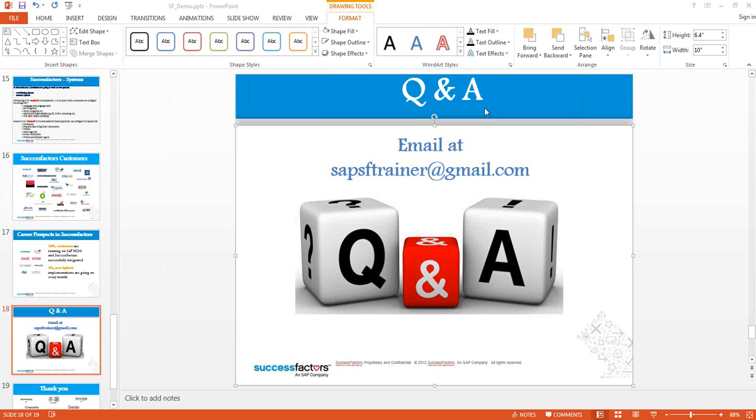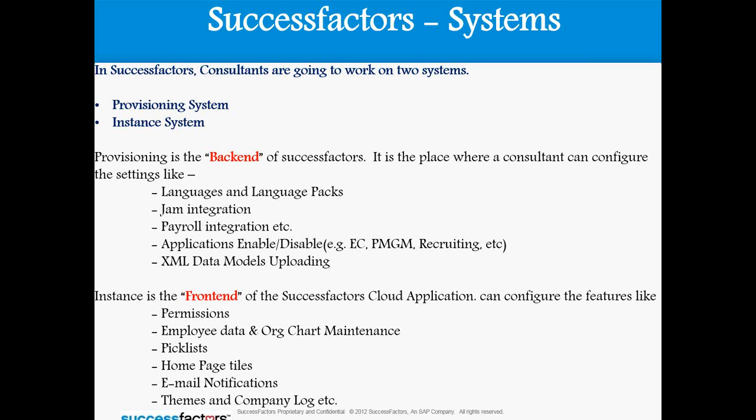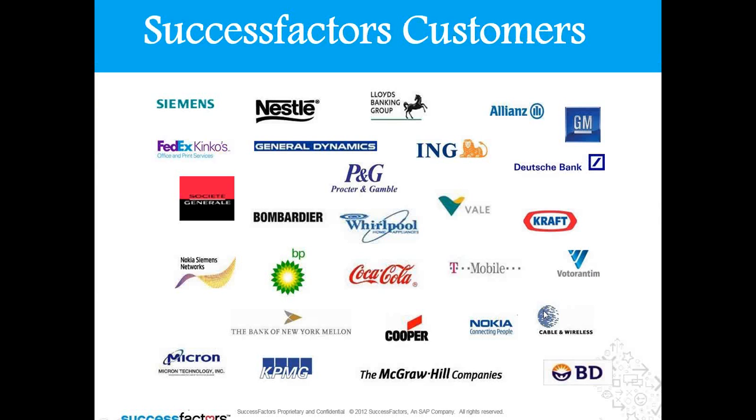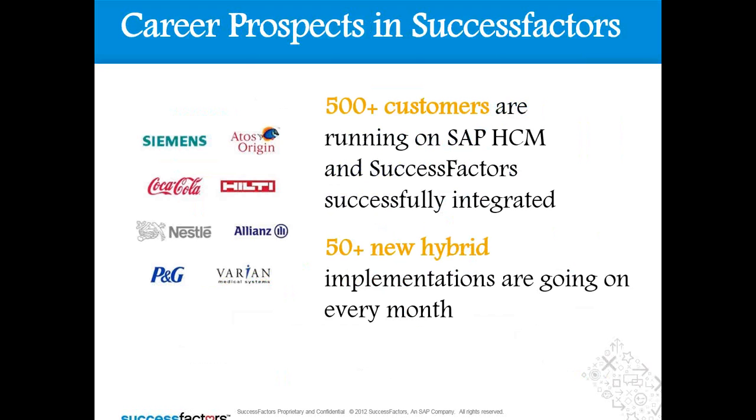Let us continue with our presentation. Yeah, we have seen the front end and back end systems. SuccessFactors has got more than 3,600 customers now. Of them, these are a few of the customers like Siemens, Nestle, Allianz, ING, Deutsche Bank, P&G, then Whirlpool, Kraft, Koch, Cooper. All these are a few of the customers.